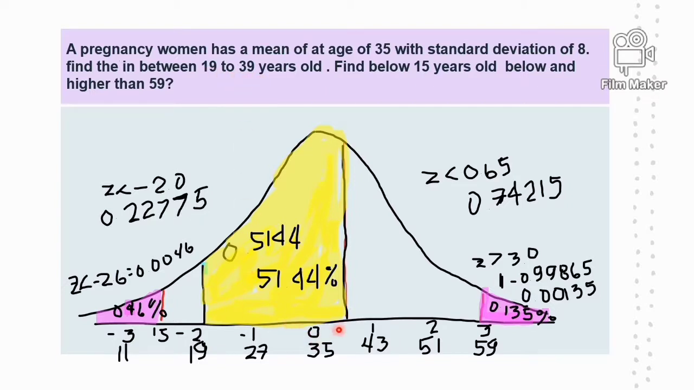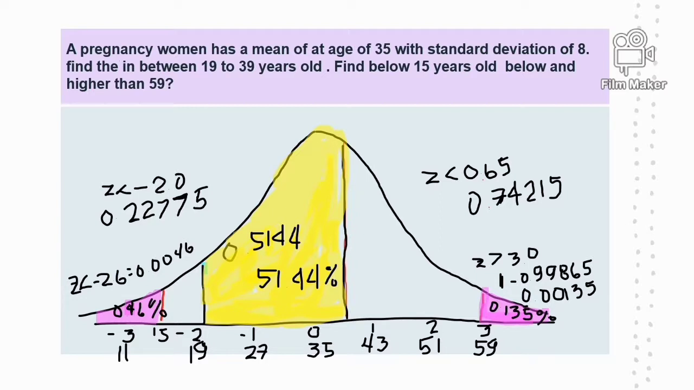So again, this is 0.65, between 0 and 1. Z less than 0.65. The answer is 0.74215. I repeat, 0.65 gives 0.74215.